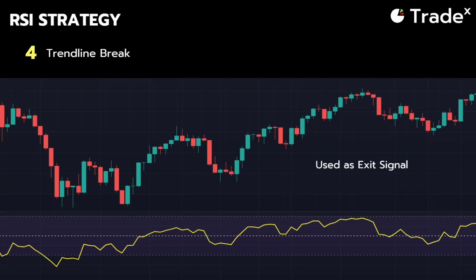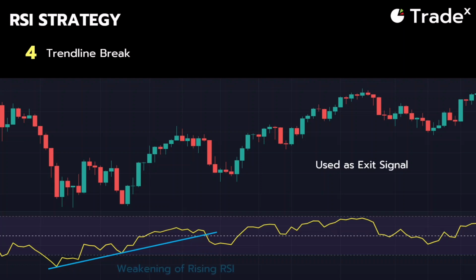By monitoring the RSI trend line, traders can identify potential points to exit their trades based on changes in momentum. The trend line on the RSI can be drawn using the same method as for the price trend line. In a bullish market, the RSI will typically rise along with the market. Connect as many lows as possible to draw this trend line.